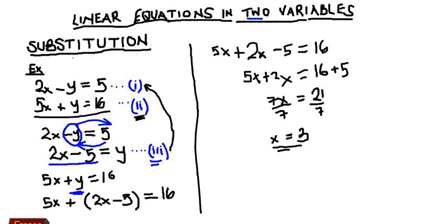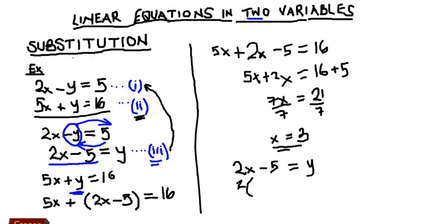Then finally, once we have found one value, we can now get equation 1 or equation 2, or equation 3, and substitute this value of x to find the remaining variable. So for example, if we get equation 3, which says 2x minus 5 is equal to y, it means where there is x, we'll put 3.